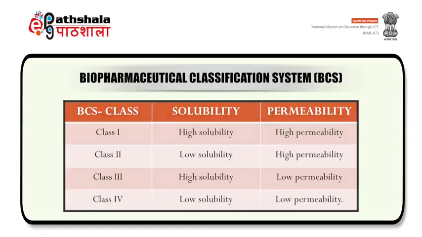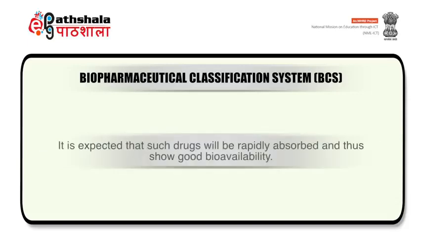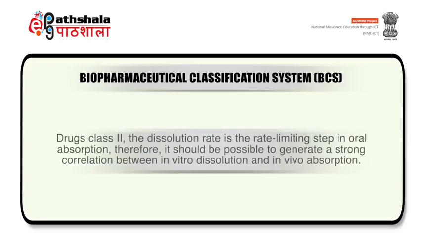Now, these class 1 drugs will dissolve rapidly when presented in immediate release dosage forms and are also rapidly transported across the gut wall. It is expected that such drugs will be rapidly absorbed and thus show good bioavailability. For drugs of class 2 of BCS, the dissolution rate is the rate limiting step in their oral absorption. Therefore, it should be possible to generate a strong correlation between in vitro dissolution and in vivo absorption.